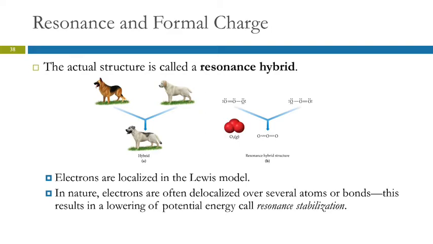So in the Lewis structures, we say the electrons are localized. We have to choose, is the electron associated with this atom or with that atom? It's localized. But in nature, electrons are often delocalized. They're actually spread out over the entire molecule. That results in a lowering of potential energy, and that lowering is called resonance stabilization. Any questions?